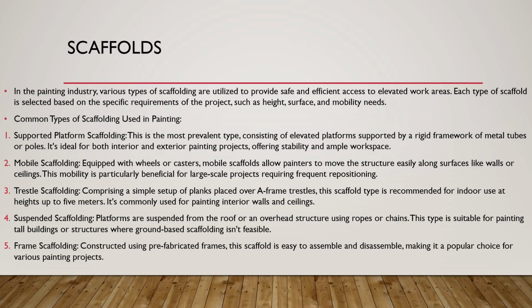Trestle scaffolding. This comprises a setup of planks placed over an A-frame trestle. This type of scaffolding is recommended for indoor use at heights of up to 5 meters. It is commonly used for painting interior walls and ceilings. Suspended platforms. Scaffold platforms are suspended from the roof or an overhead structure using rope or chains. This type is suitable for painting tall buildings or structures where ground-based scaffolding isn't feasible. Frame scaffolding is constructed using prefabricated frames. This scaffold is easy to disassemble, making it a popular choice for various painting projects.